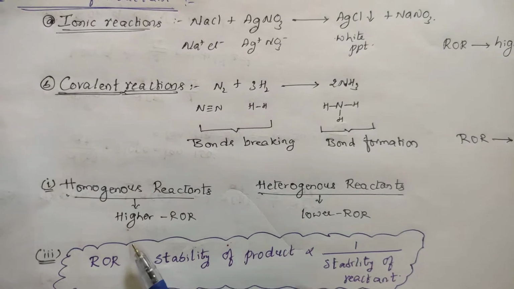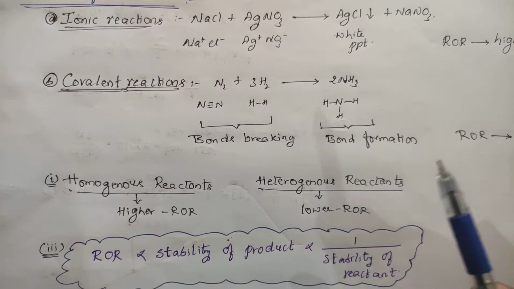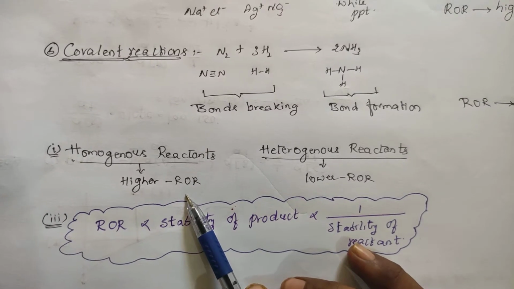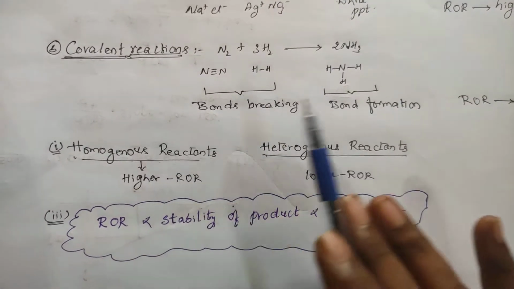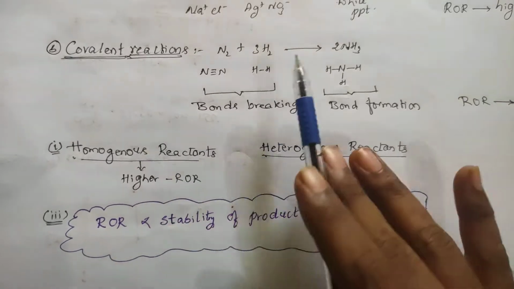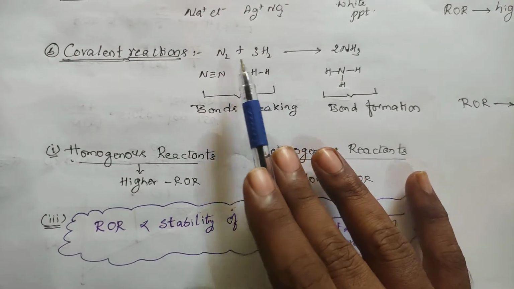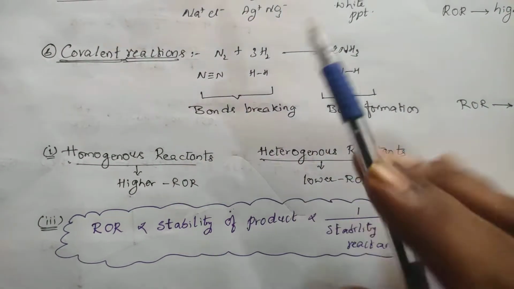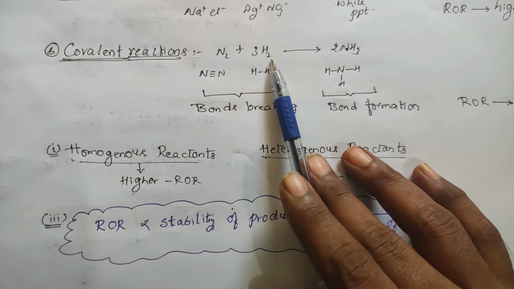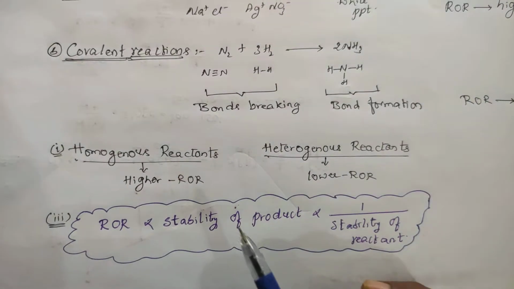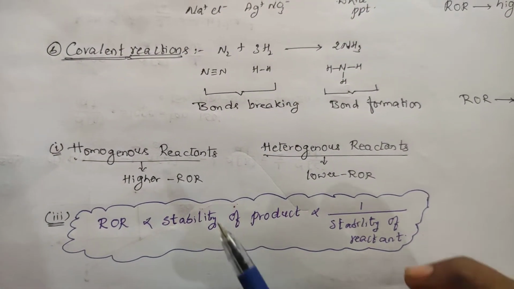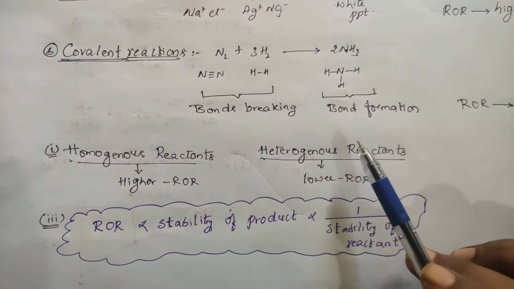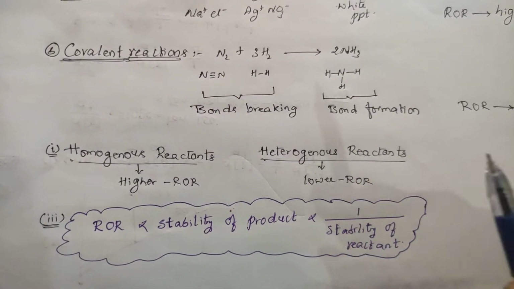Next, among covalent reactions, if you compare homogeneous and heterogeneous reactions, homogeneous reactions will be faster, meaning the reactants are in the same state. If both reactants are gaseous, that is homogeneous. If one is solid and one is liquid, that will be slower. If one is gas and the other is solid, that will be slower. If one is liquid and the other is gas, that will be slower. When the reactants are homogeneous, the rate of the reaction is higher. When they are heterogeneous, the rate is lower.